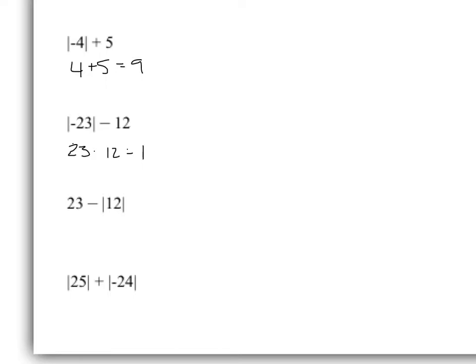Okay, so let's look at this. First thing I do is I take the absolute value. We have 23 minus, that minus is not inside the absolute value symbol. The absolute value of 12 is 12. 23 minus 12 is 11. Questions?